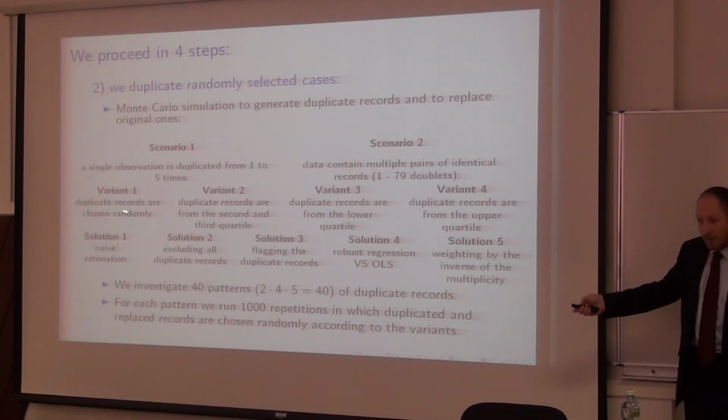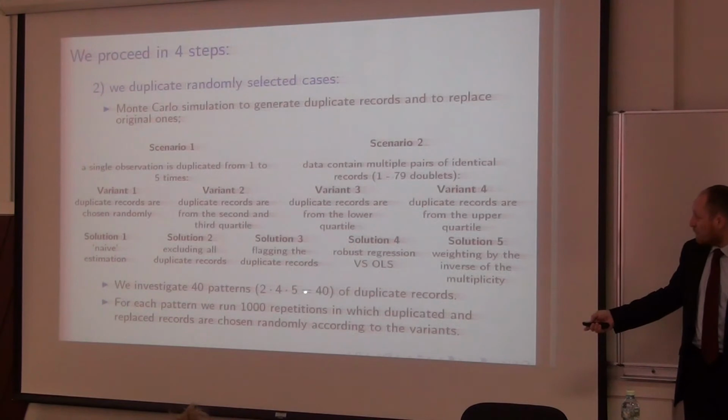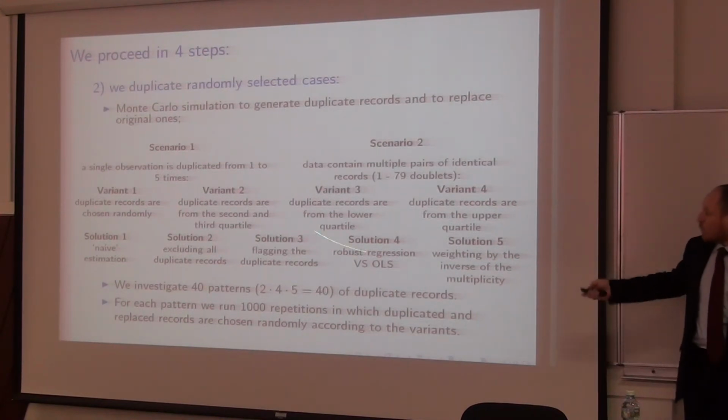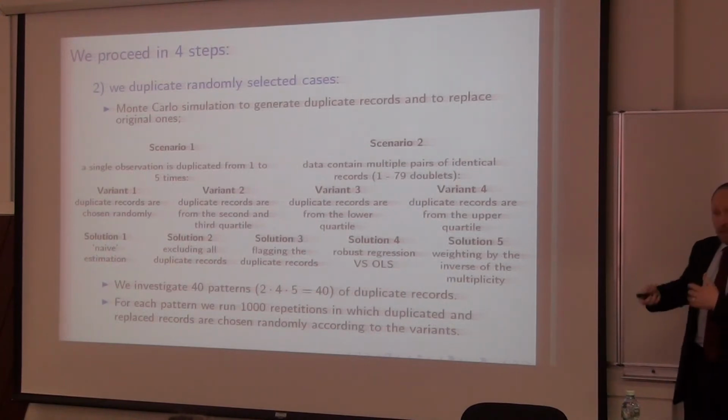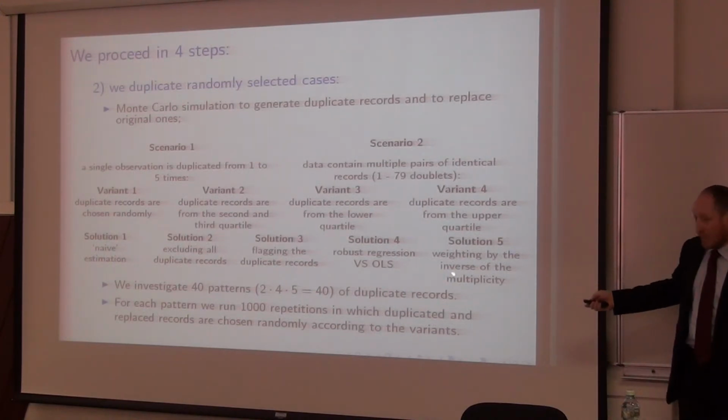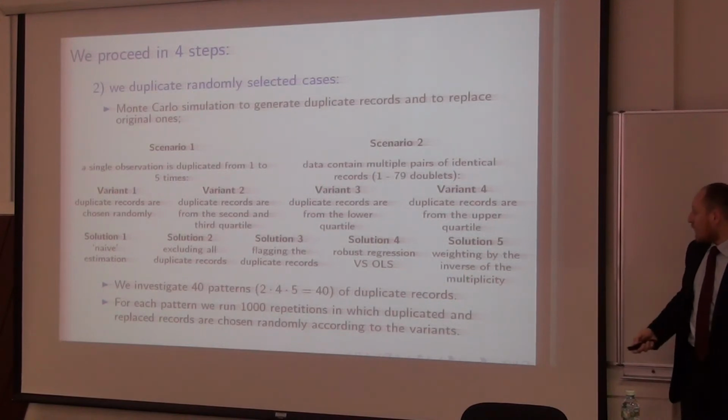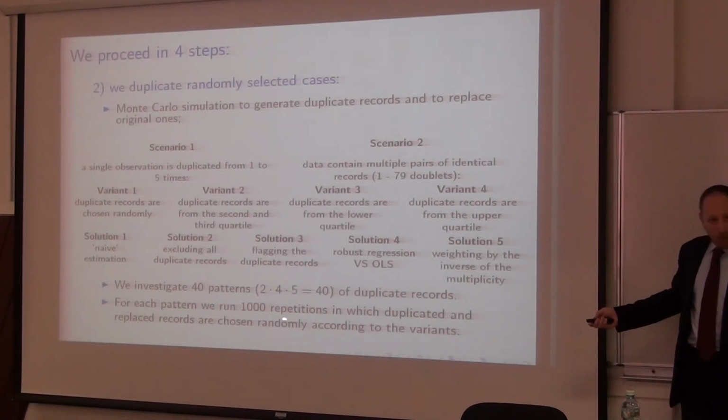Then each of these variants is applied to different solutions, as you understood already. Naive model, dropping duplicates, flagging duplicates, robust regression, weighting by inverse of the multiplicities. So in the end, we have 2 times 4 times 5 equals 40 patterns of duplicate records that we analyze. And we plug all this into Monte Carlo. Simply, we start randomly selecting duplicate data for each of these cases. And we do this for 1,000 repetitions.